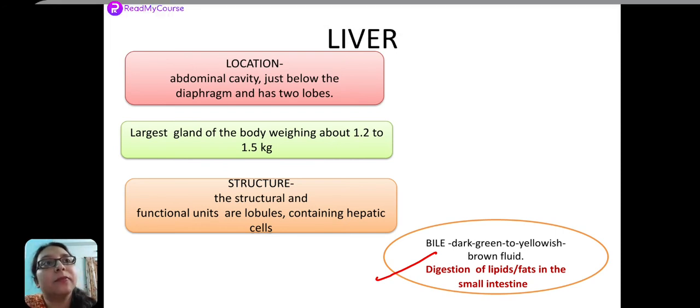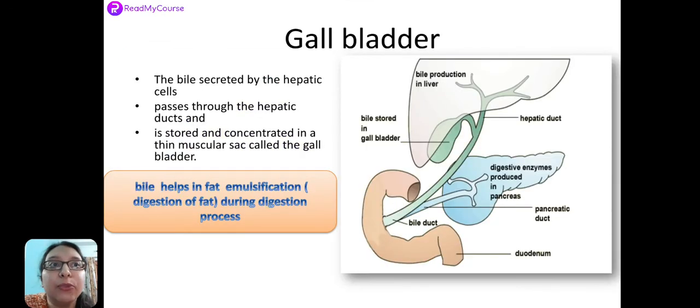Okay, moving to the next slide, we have the gallbladder. See, I already told you bile is produced in the liver and stored in the gallbladder, right? Another important function of the gallbladder is that it concentrates the bile which is produced by the liver and makes it ready for digestion, right?